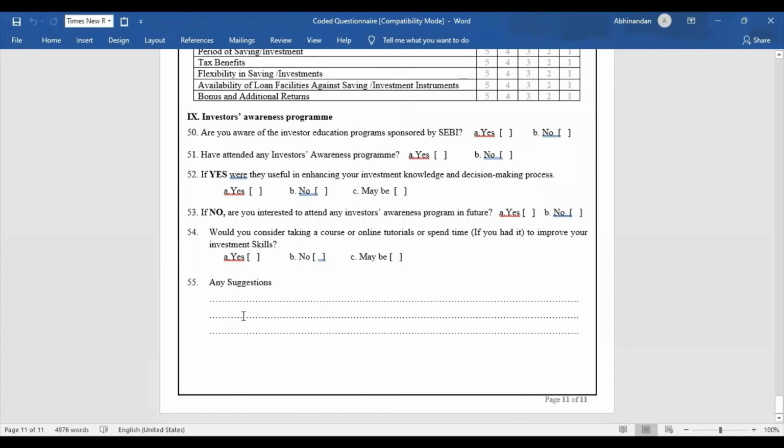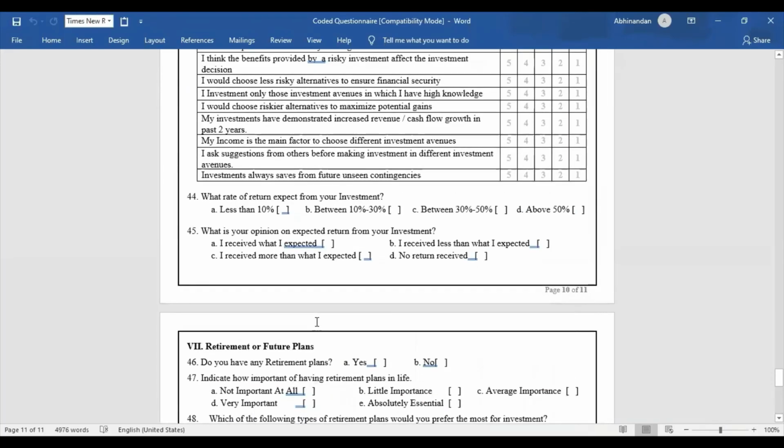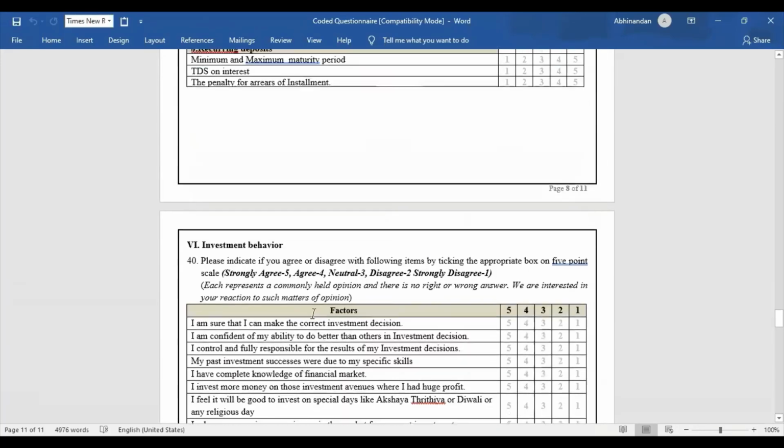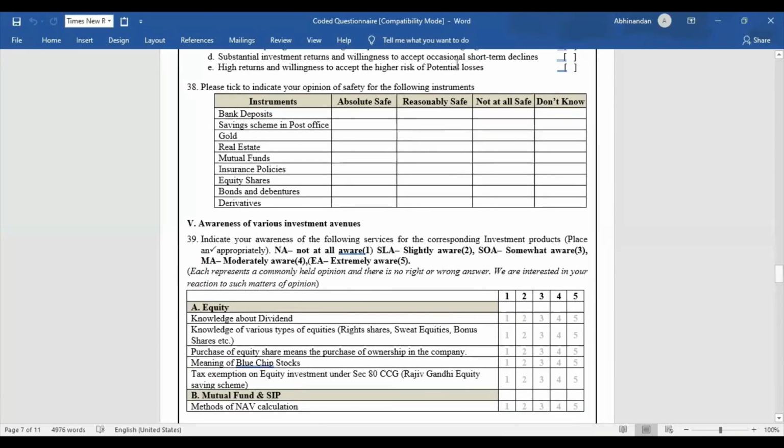For 55, it is a suggestion, it should be in words and you cannot assign any scale of data. See, in every questionnaire, there are two questions. First question, that is name, and the second question is suggestion. So we cannot assign any numbers. These are string values. It requires words, so we cannot assign any scale of data. Okay, you understood? Okay.